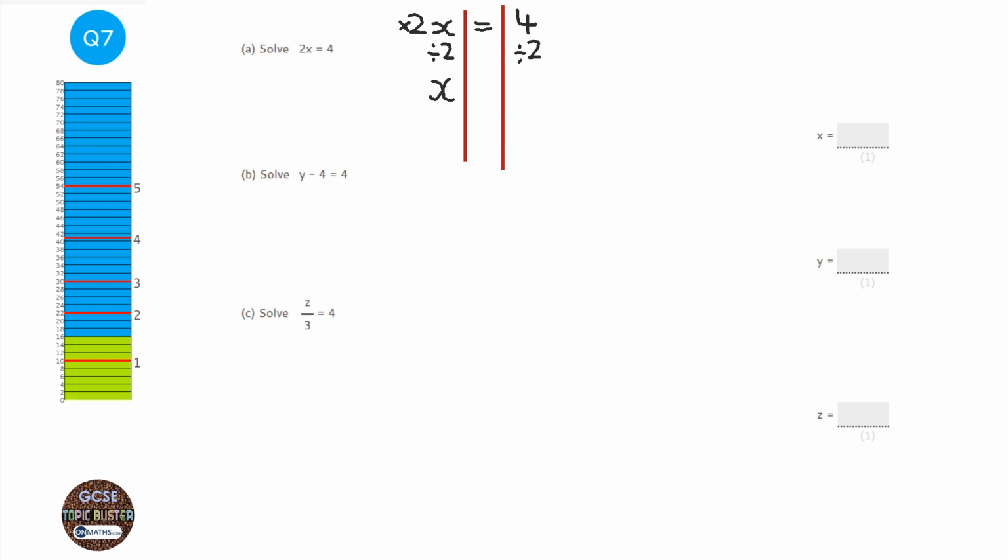So we're left with x on this side, which is great. It's what we wanted, because solve means to find out what x is. And 4 divided by 2 is 2. So x equals 2 for that first one.